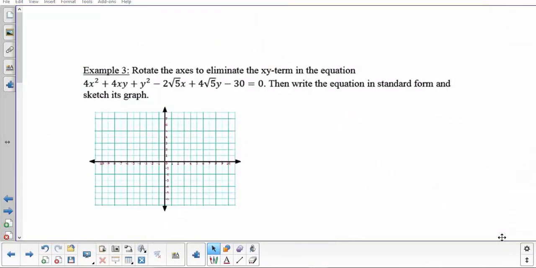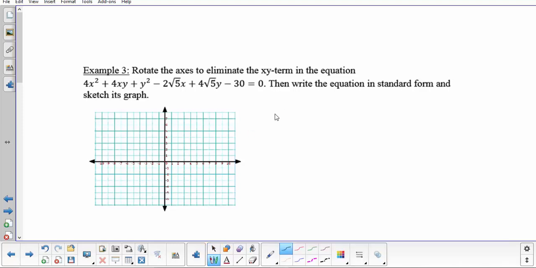For example 3, on rotating axes to eliminate the xy term in the equation, we're asked to take the equation 4x squared plus 4xy plus y squared minus 2 root 5x plus 4 root 5y minus 30 equals 0. Then write the equation in standard form and sketch its graph.